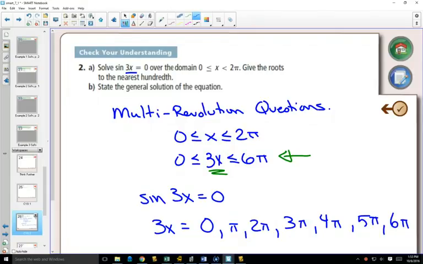Now, I just noticed a small thing that's different. So I take out my small eraser. Notice that they wrote 0 less than or equal to x less than 2 pi, and I added the equal sign. So then 6 pi isn't in it.